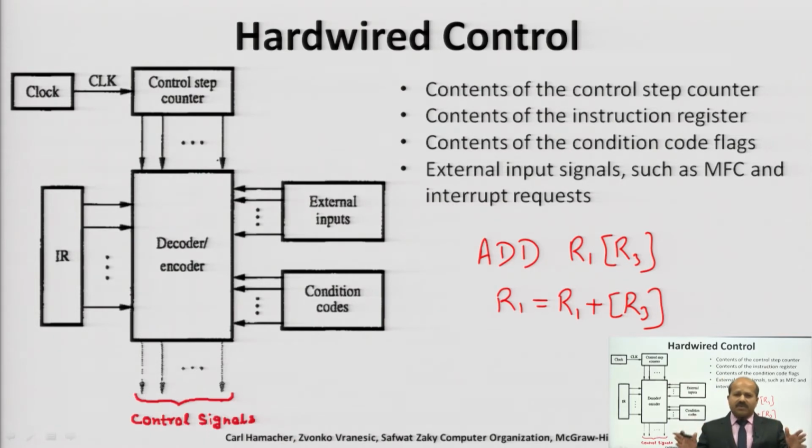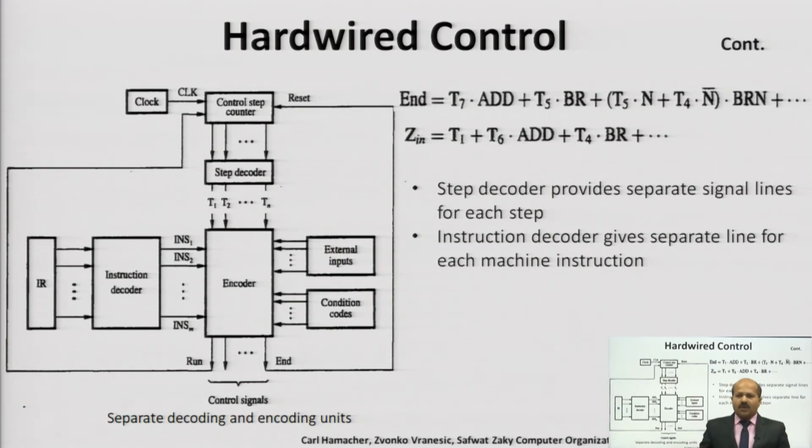In the 7-step control sequence we have seen, various types of control commands are issued to execute this simple instruction. Let us see in detail. Here in this particular diagram, the encoder and decoder are separated and their operations are different.